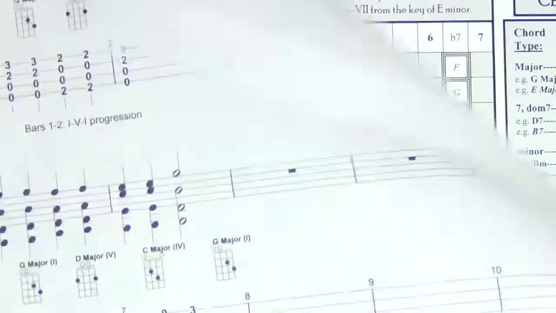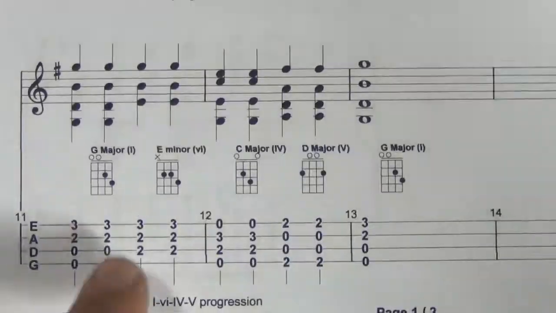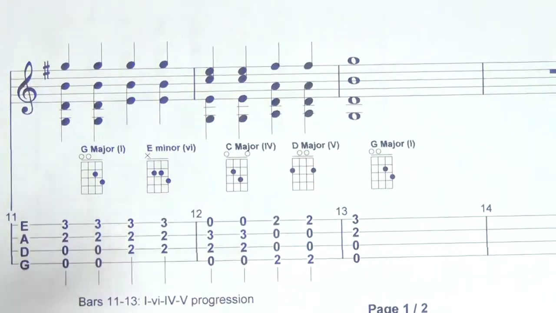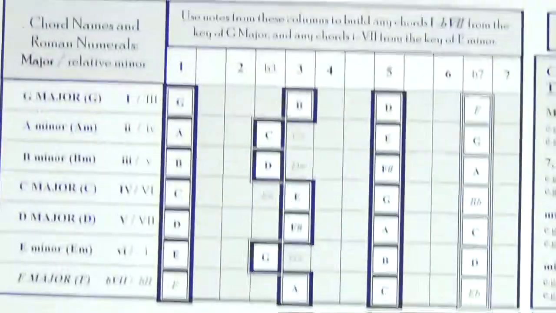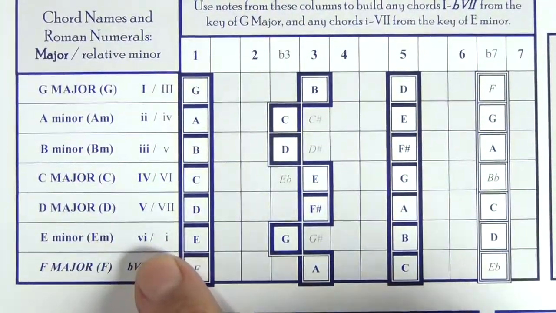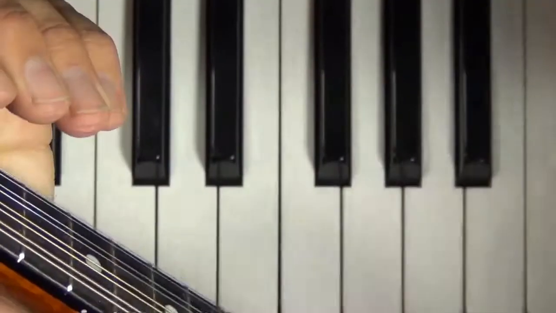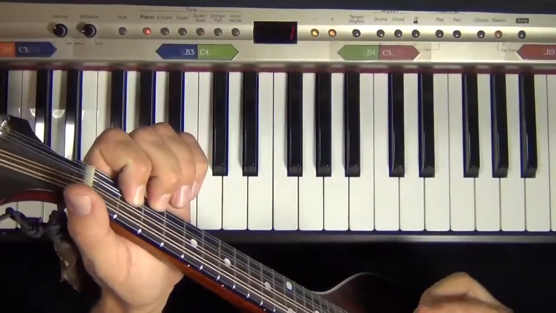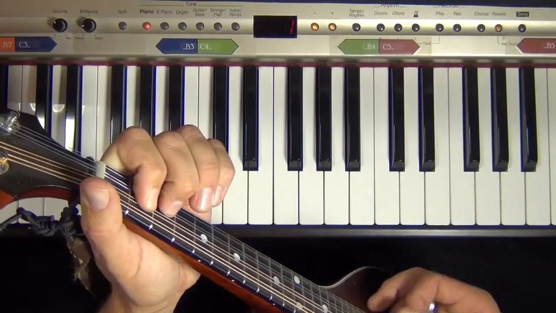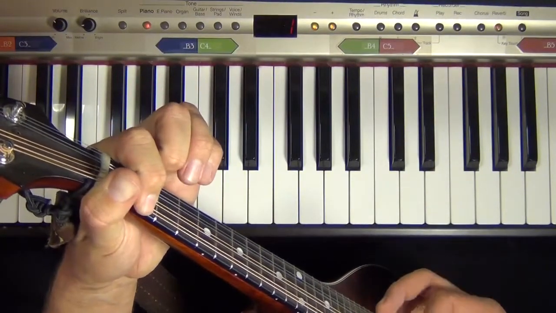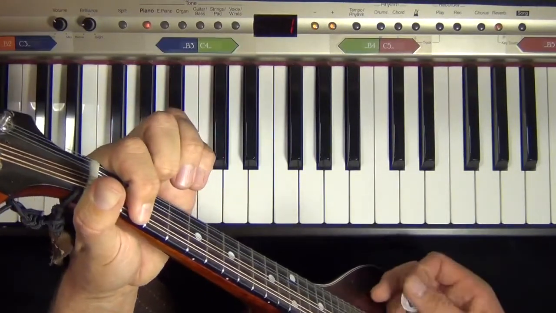So the next one we can look at is 1, 6, 4, 5. So here we're going to go G major, E minor, C major, D major. And listen to when we get to that minor chord, it's going to have a sad sound. So here we're going 1, 6, 4, 5. Okay, so we'll do that slowly here. G major, 1, E minor, 6, C major, 4, D major, 5, 1, 6, 4, 5, 1.